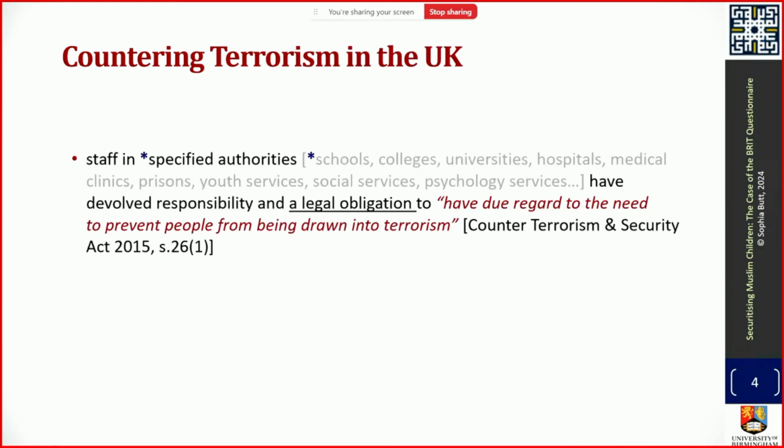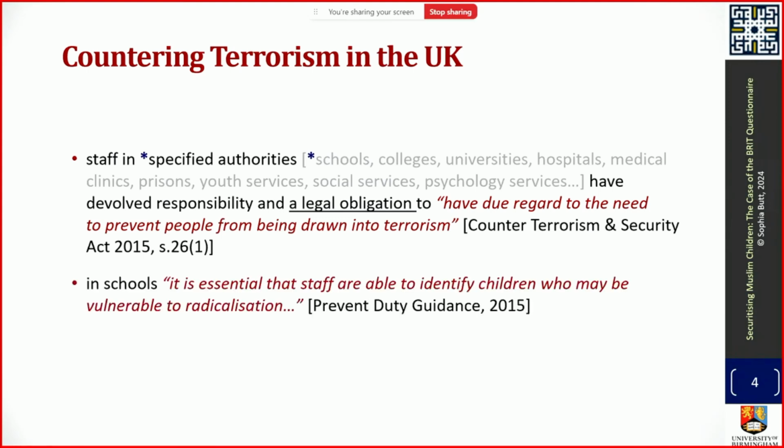So essentially, it's part of the Counter-Terrorism and Security Act, which came out in 2015, and specifically Section 26, Part 1, which says that staff in specified authorities, for instance, schools, colleges, universities, hospitals, medical clinics, prisons, youth services, psychology services, leisure centres, the list goes on and on. There are about 36 different categories here, have a legal obligation to, quote, have due regard to the need to prevent people from being drawn into terrorism. And in schools specifically, Prevent Duty Guidance 2015 states that it's essential that staff are able to identify children who may be vulnerable to radicalisation.